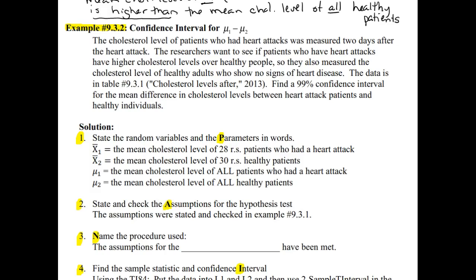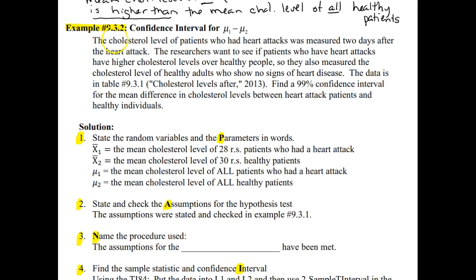So again, we just concluded that the mean cholesterol level for the patients who had had heart attacks was higher than the mean cholesterol level for all of the healthy patients. So a natural follow-up question would be how much higher? And we can answer that by computing a confidence interval for mu1 minus mu2.